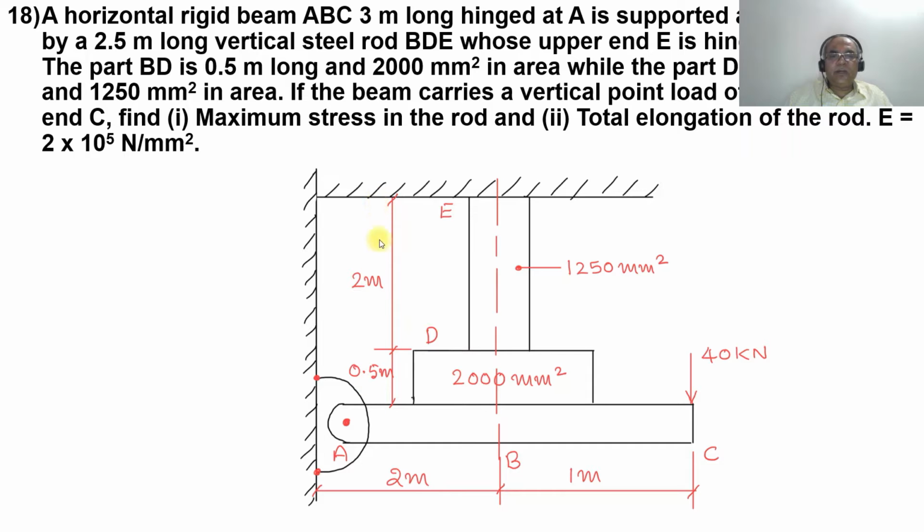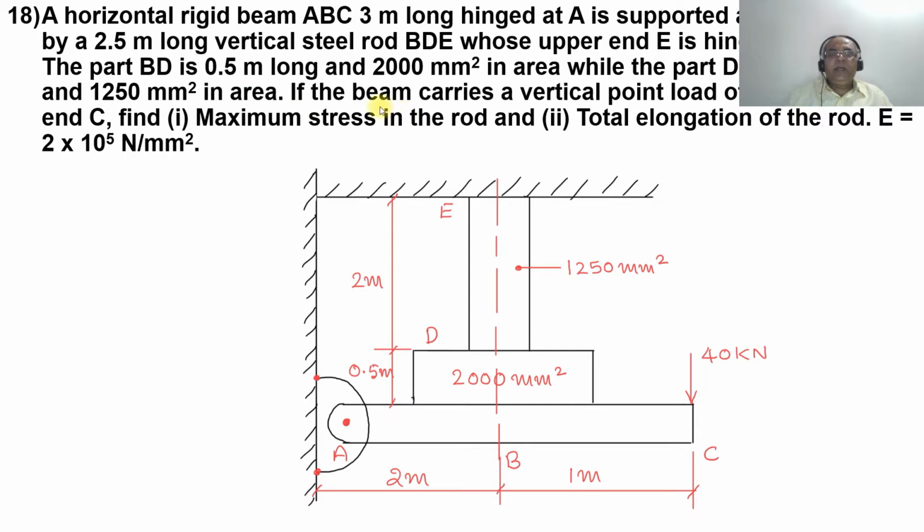So here we have a vertical steel rod BDE of 2.5 meters, whose upper end E is hinged to a ceiling. So this is the ceiling at this point E, which has been hinged. The part BD is 0.5 meters long and 2000 mm square in area, while part DE is 2 meters long and 1250 mm square in area.